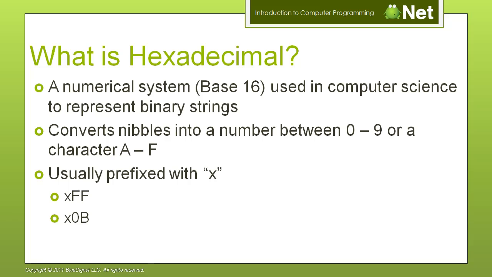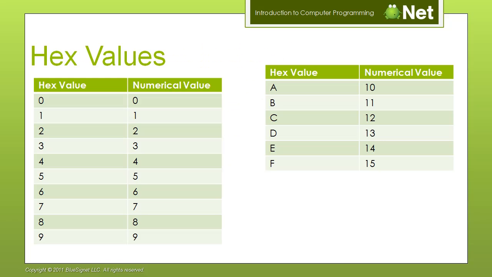Usually hex, when it's written, is prefixed with a lowercase x to denote that it's hex. You can see xFF is 15 15, or x0B is 0 11. Here's a list of the valid hex values. So like Brian said, 0 through 9 represents what they are, 0 through 9. And then A through F represents 10 through 15.